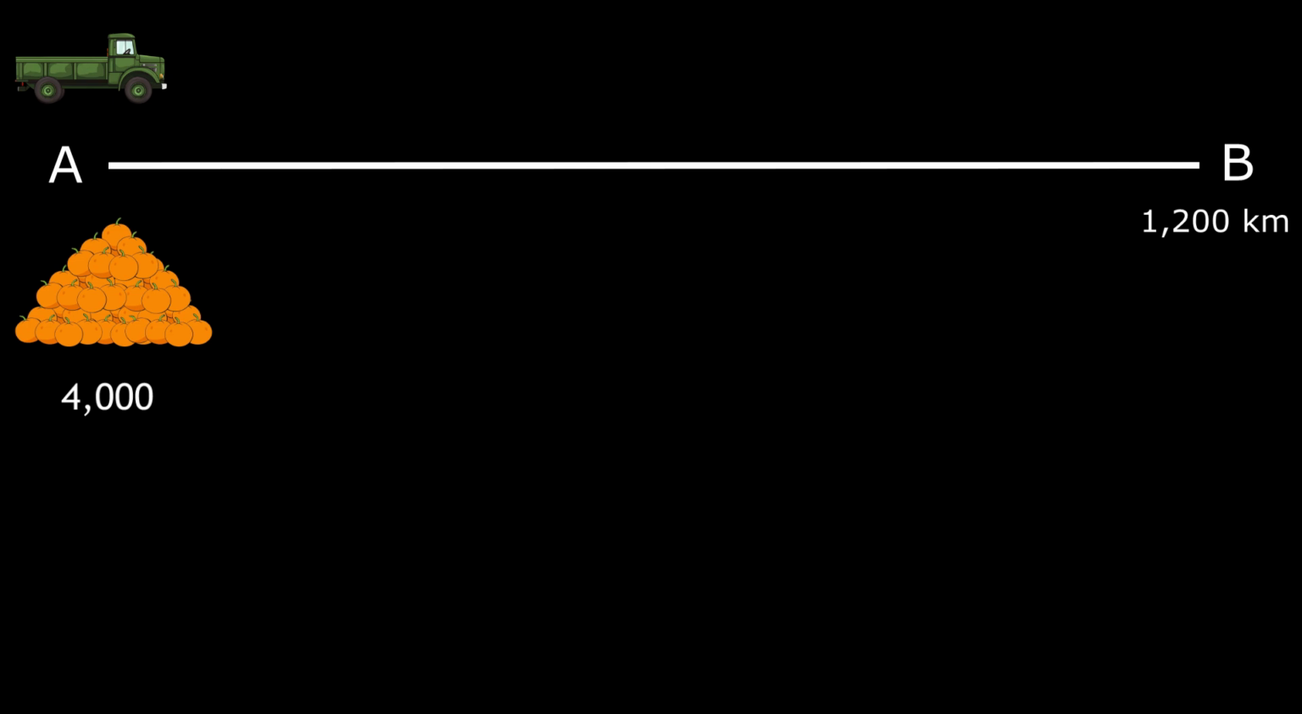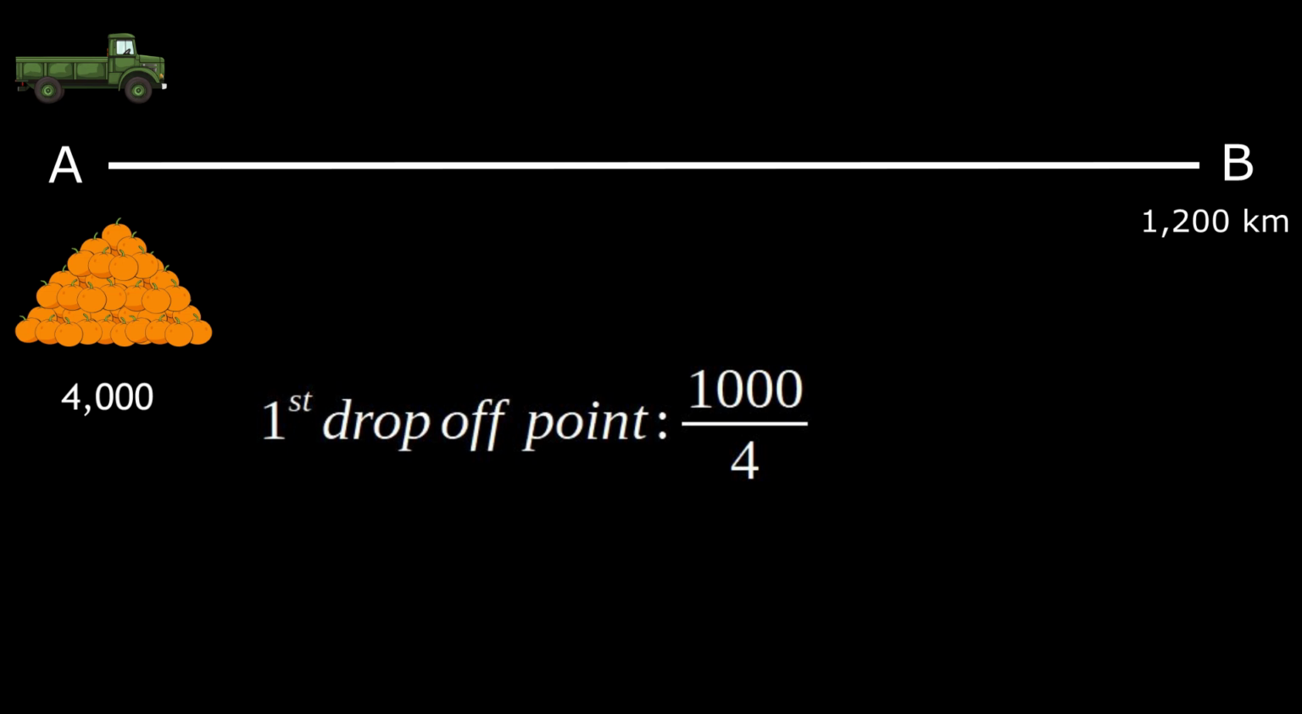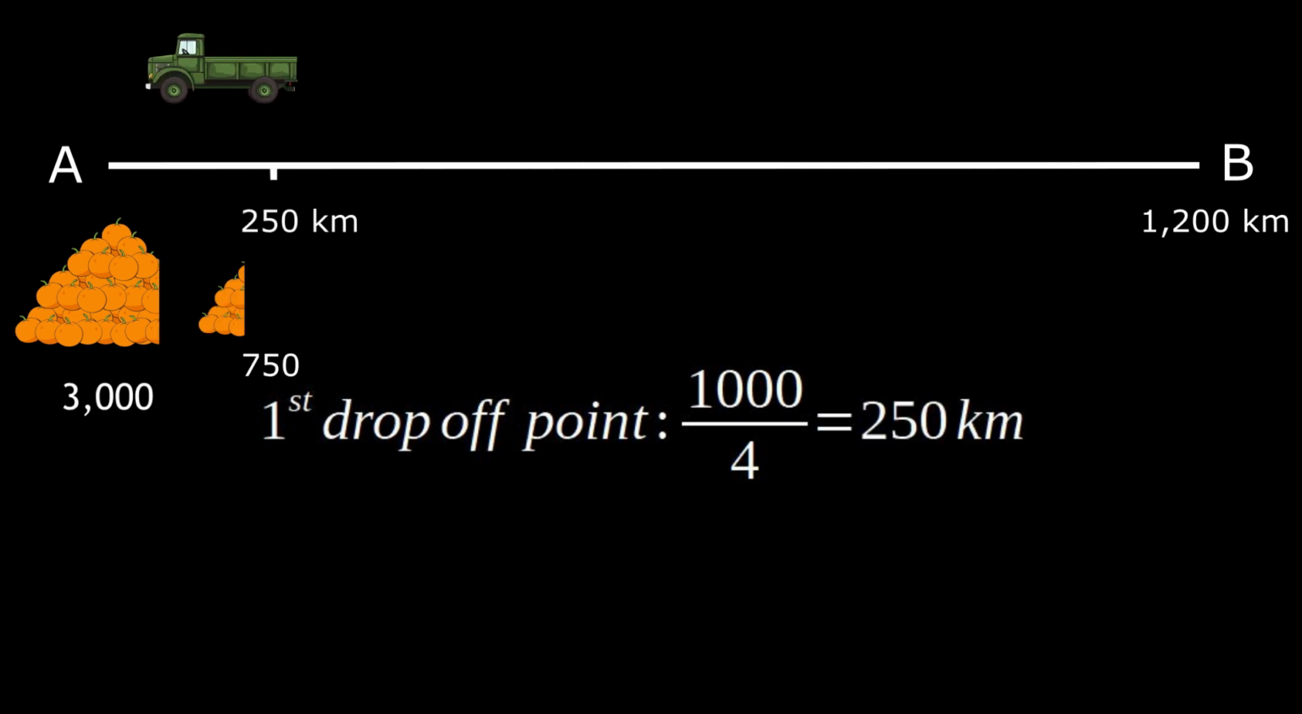So in the first checkpoint, we need 3,000 oranges. If it's, for example, 3,500 oranges, it's not ideal because there's less oranges per trip. Make sense? Since we need 4 trips to transport all those oranges at the first checkpoint, first drop-off point is going to be 1,000 over 4. So 1,000 over 4 is going to be 250 kilometers. And that's our first checkpoint.